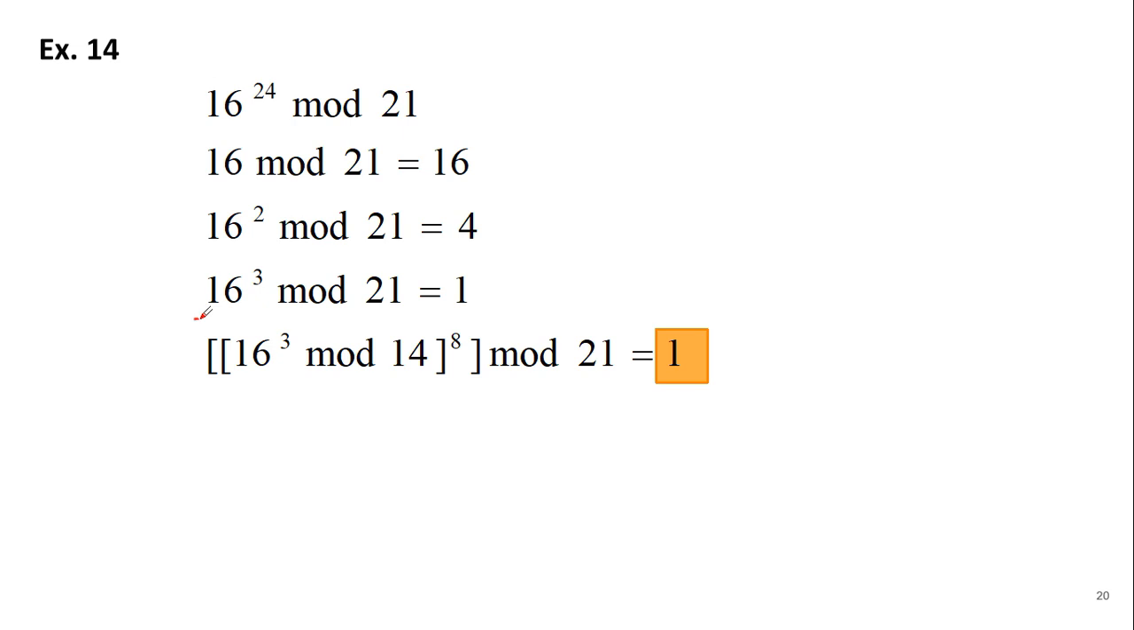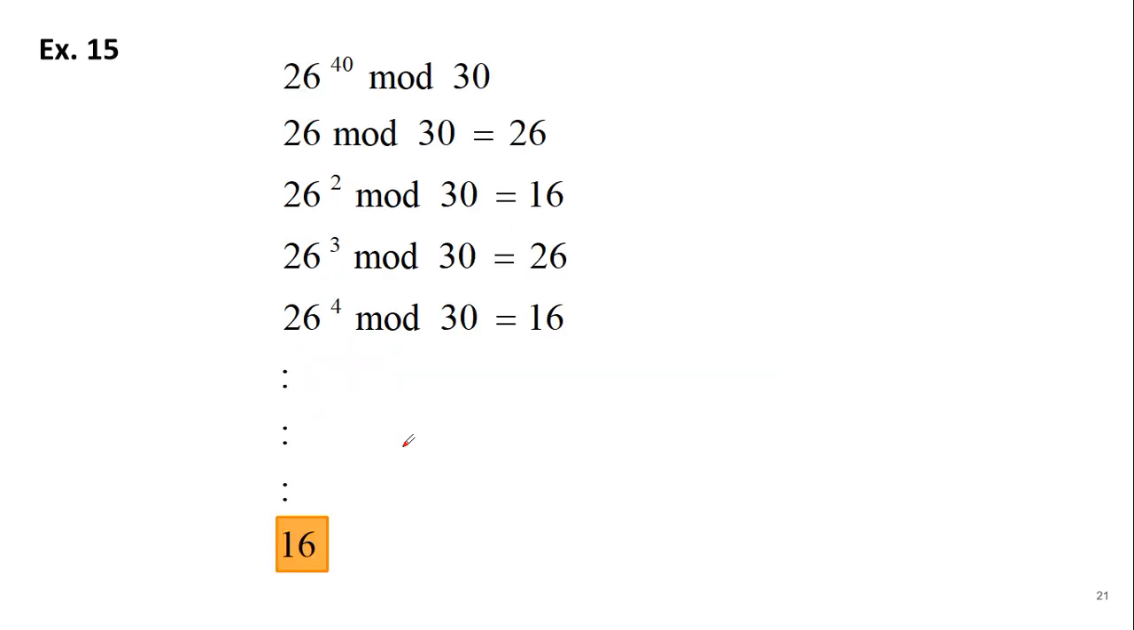Here again, when 1 is there, we stop here, but sometimes for 4 also we can stop the procedure, but again we need to do the intermediate calculation. Now here again we are getting the frequency, that is the pattern 26, 16, 26, 16. So when the exponential power is even, we are getting 16. So 40 is even, so we can write down the answer.